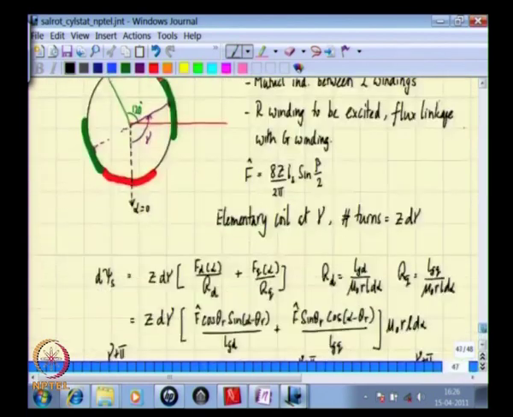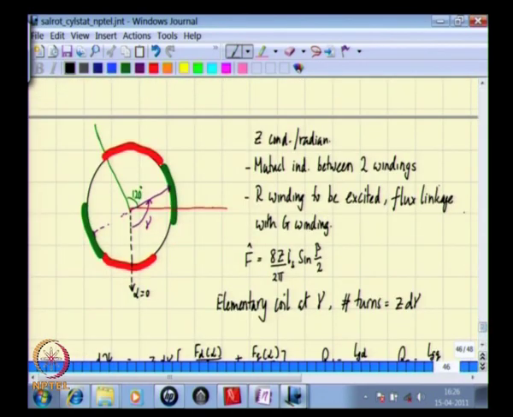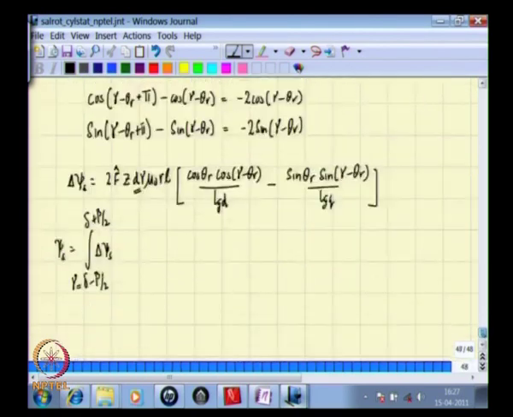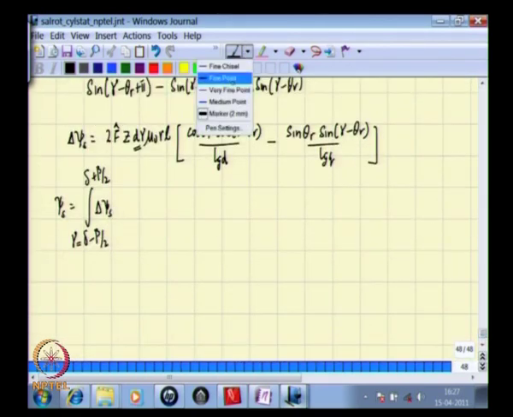Note that if we go back to the figure, gamma varies from this, the angle between the alpha equal to 0 axis and the midpoint, the median line of this phase spread, is equal to delta. From delta you are now looking at beta by 2 this side to beta by 2 that side, and therefore gamma varies from delta minus beta by 2 to delta plus beta by 2, and that is what we have written here.